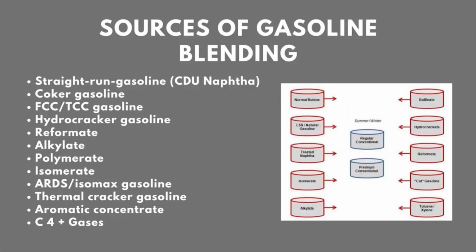The sources of gasoline blending. Gasoline blending in a refinery is an art. It is the most complex way done. The different sources of gasoline blending are straight-run gasoline or CDU naphtha, coker gasoline, fluid catalytic cracker gasoline or thermal cracker gasoline, hydrocracker gasoline, reformate which comes from the platformer unit, alkylate that comes from the alkylation unit, polymerate, isomerate which comes from an isomerization unit, aromatic concentrate and C4 plus gases.